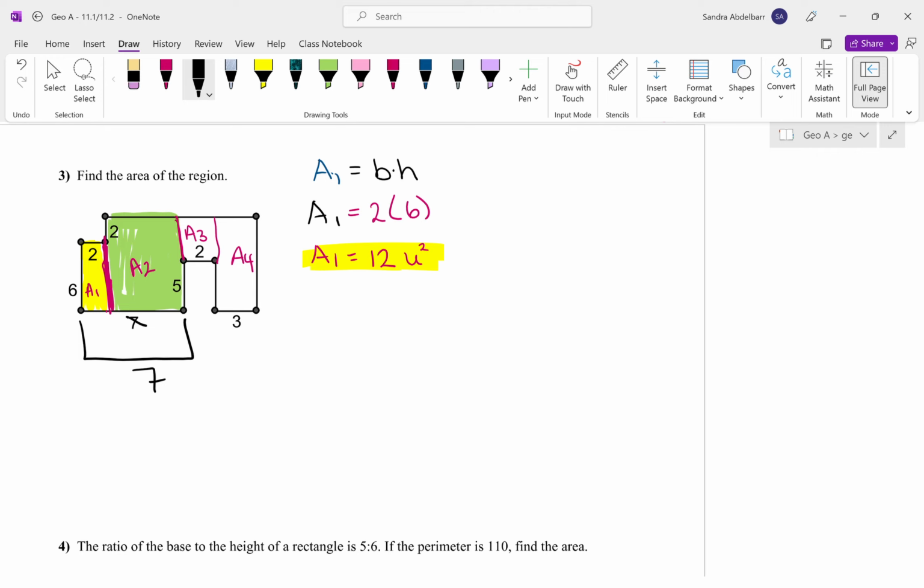Good. Look at the yellow rectangle. Aren't opposite sides congruent in a rectangle? So if the top is 2, the bottom is 2, which means the base of the green rectangle has to be 5. All right, what about the height? What about the height?